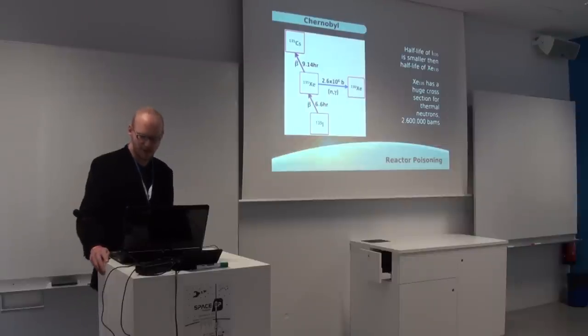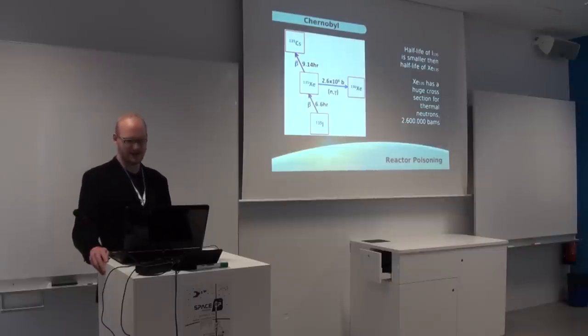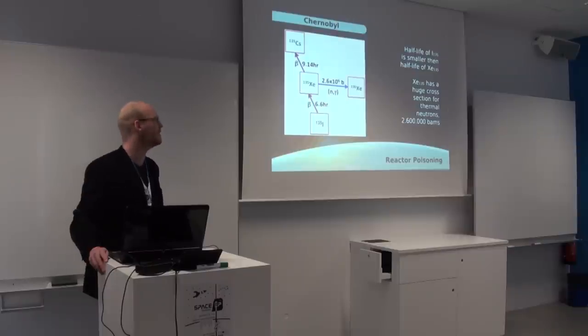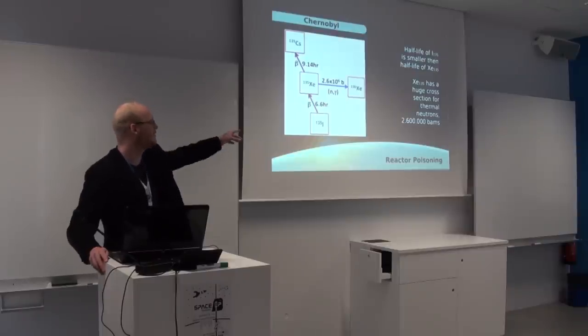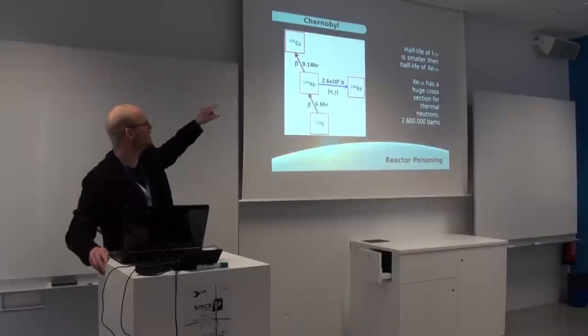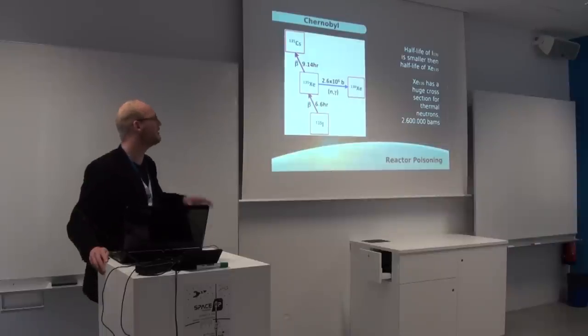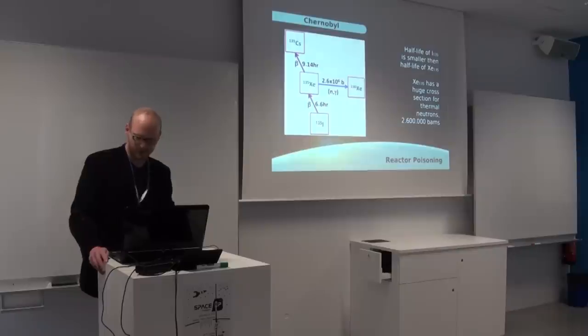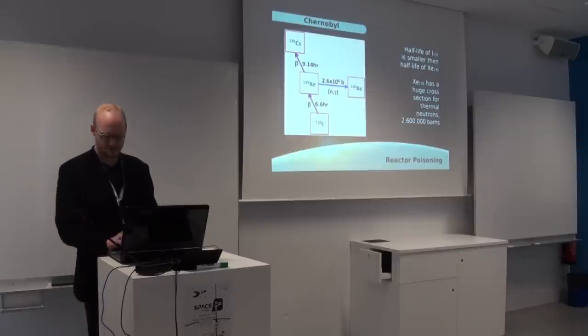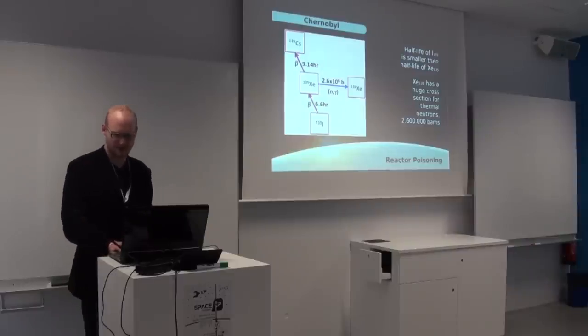So what that means is, if you turn down your reactor, there are no neutrons available anymore, and the decay rate of iodine is faster than the decay of xenon to cesium, so you will have a huge amount of xenon in your reactor. That's the first phenomenon which was not really understood at that time.